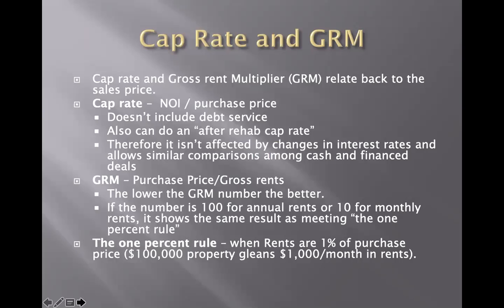So cap rate and gross rent multiplier both relate back to the purchase price. The cap rate formula is net operating income over purchase price. Net operating income, and therefore cap rate, is pretty intuitive, except that it does not include debt service. Also, if there's rehab work in the very beginning, you're not necessarily going to include that in your annual expenses either. So that'll go at the top.